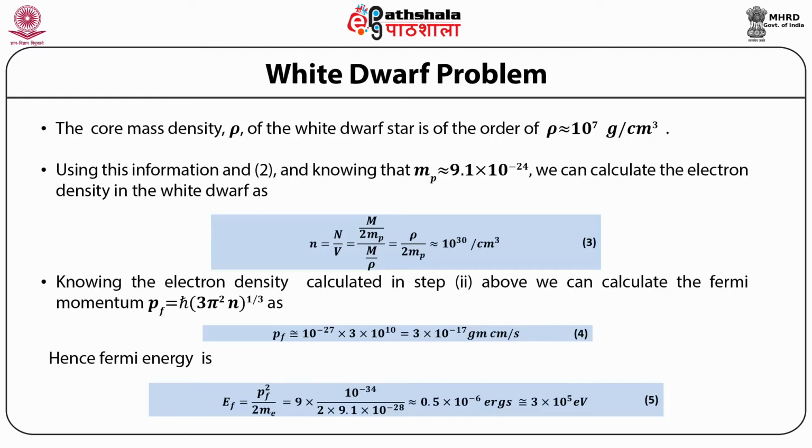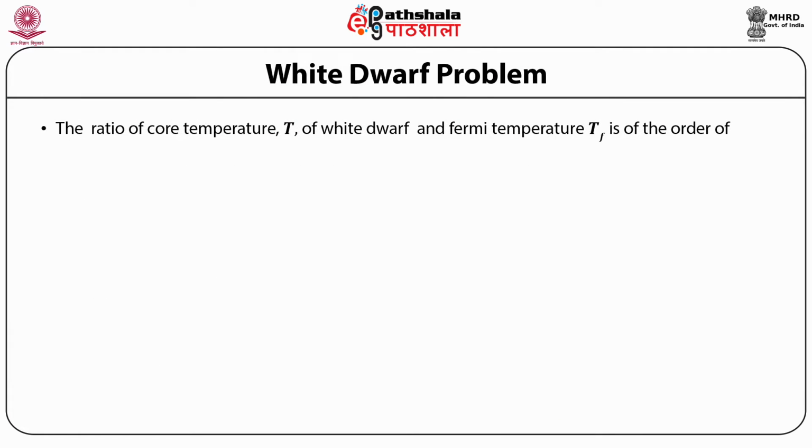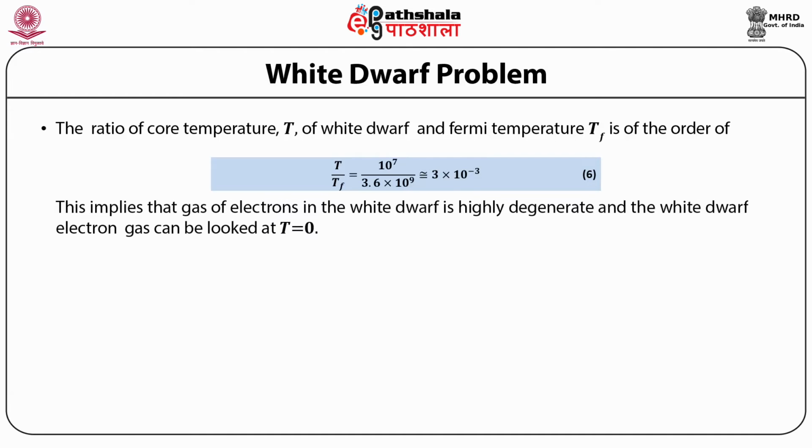electron volts. Since 1 electron volt is approximately equal to 12,000 Kelvin, the Fermi temperature Tf in the case of the white dwarf is of the order of 3.6 × 10⁹ Kelvin. The ratio of the core temperature T of the white dwarf and the Fermi temperature Tf is T/Tf = 10⁷/(3.6 × 10⁹), which is approximately 3 × 10⁻³. This implies that the gas of electrons in the white dwarf is highly degenerate, and the electron gas can be looked at as being at T = 0.